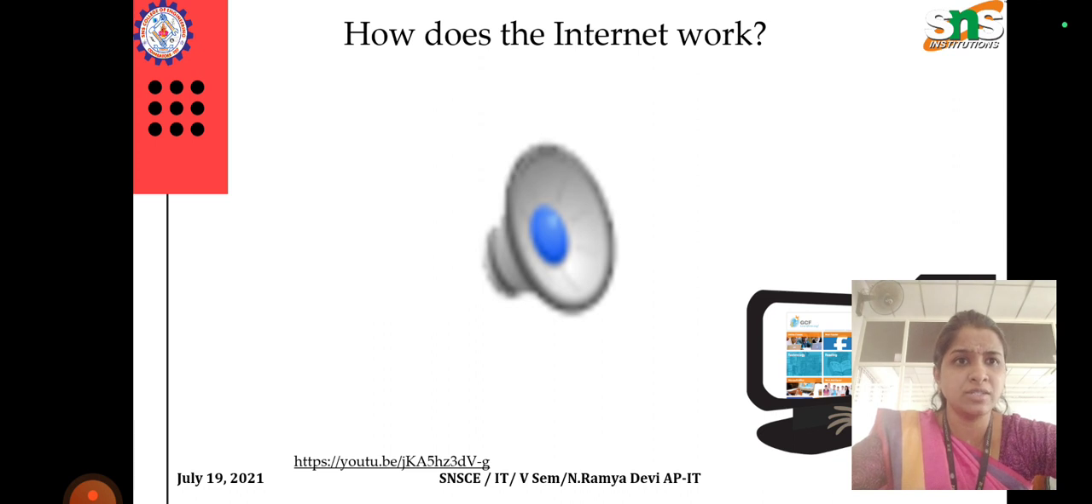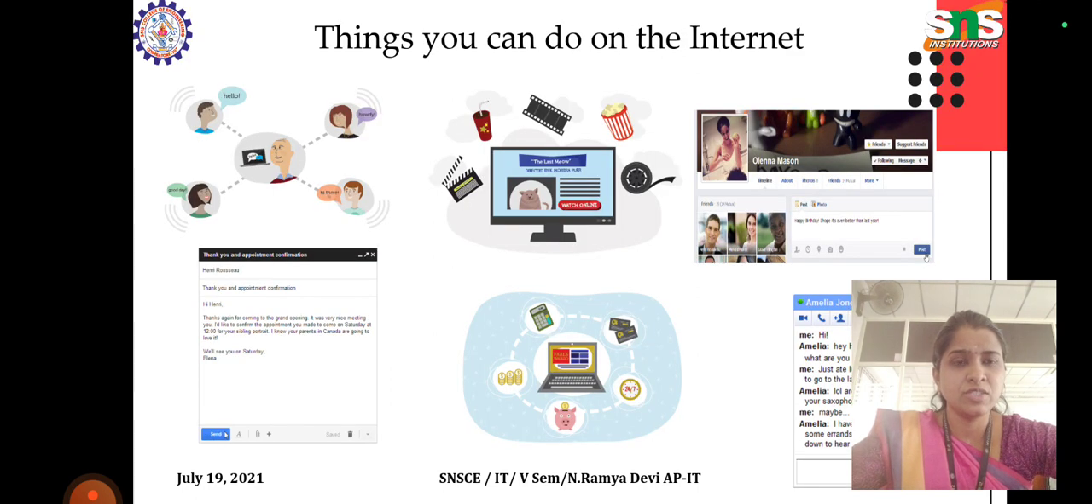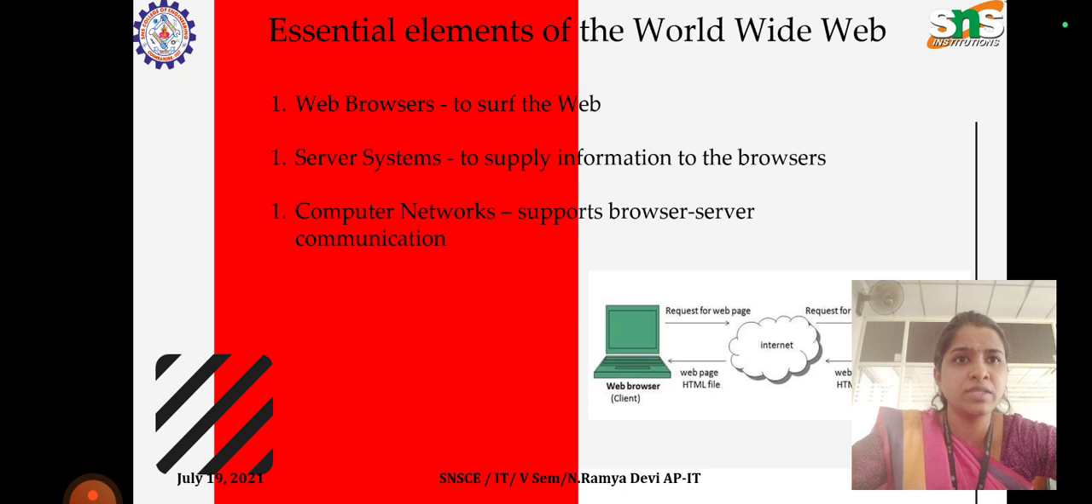So how does the internet work? And also, the things you can do on the internet. On the internet you can watch movies, you can book a ticket to a movie, or you can get all the information like banking information, tour and places information, or you can book any ticket, or you can chat with your friend who is abroad. So you can do many things over the internet.